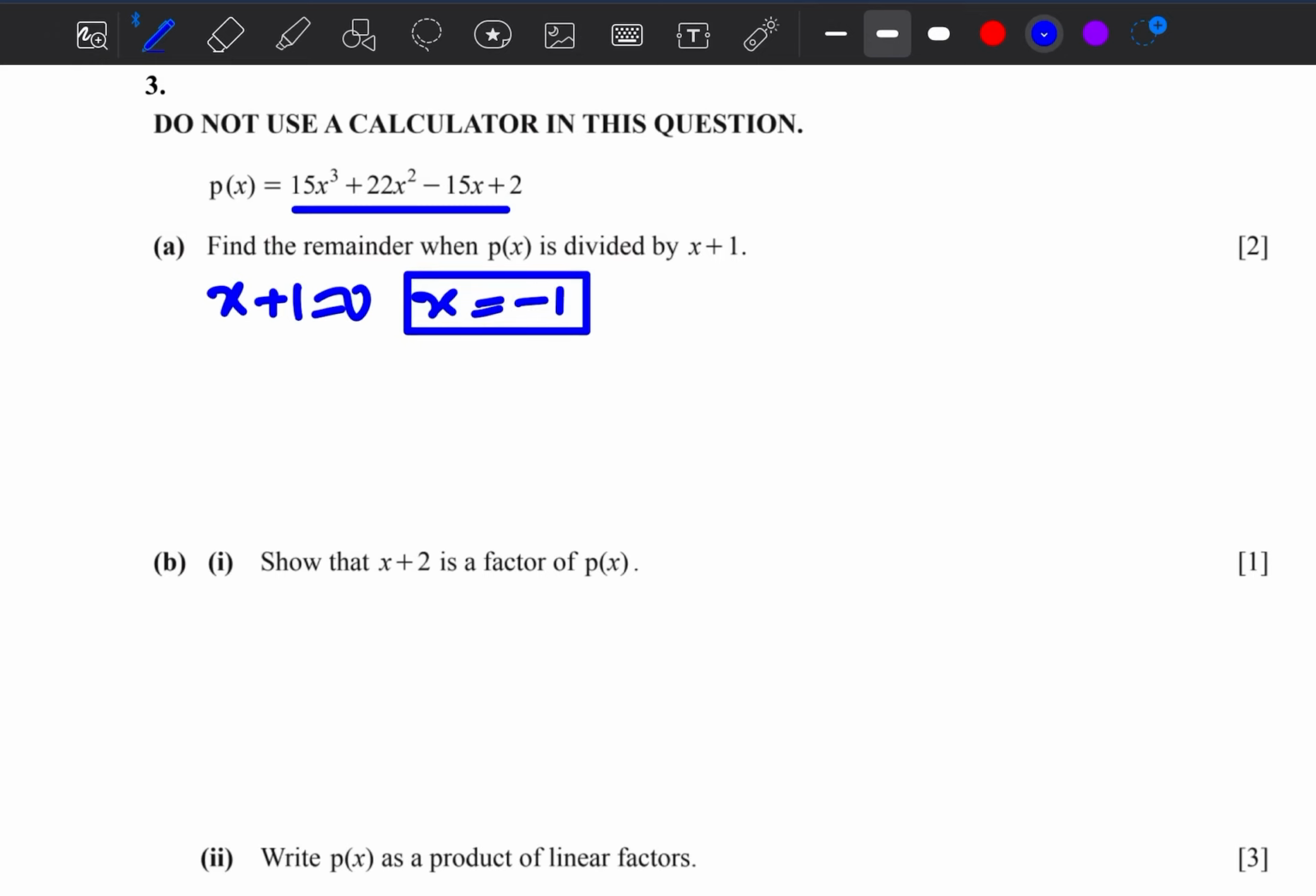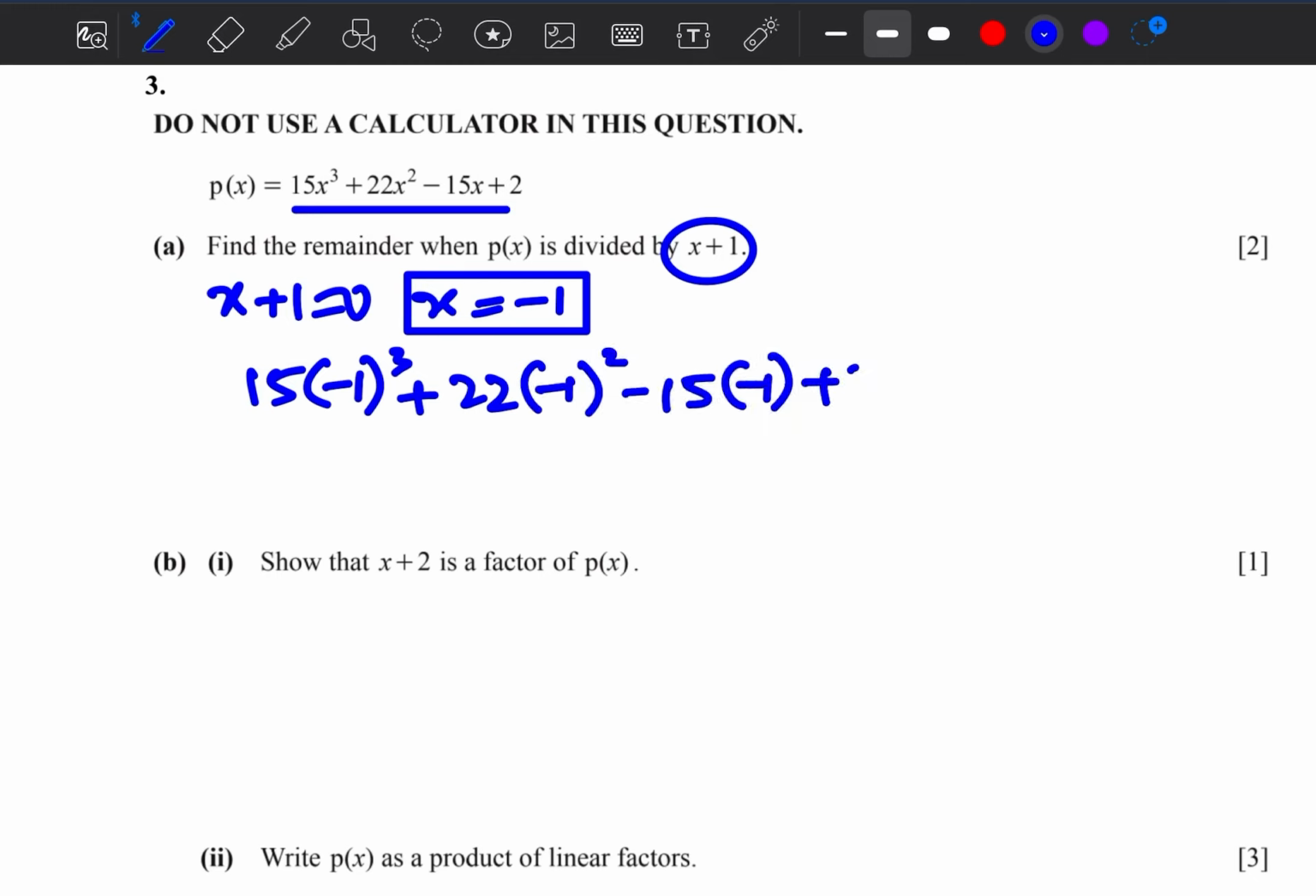This is what the remainder factor theorem says. The divisor should be equal to 0. You put the divisor equal to 0 and get the value of x. Now you're going to put this x value, minus 1, in the polynomial, and you will get the remainder.